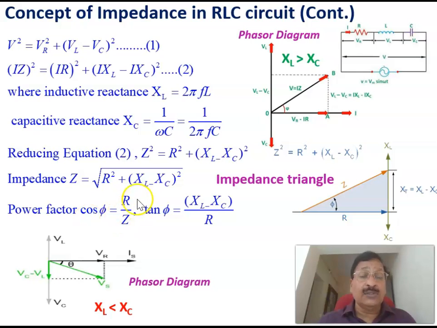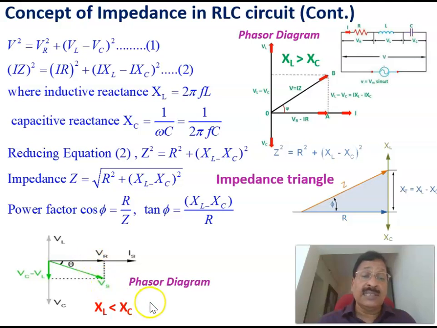And the power factor cos phi, looking at this angle, is given by R by Z. Therefore, this is another impedance triangle. This is the resistance, this is the difference in reactance, XL minus XC, and this is the impedance, and this angle we call the power factor angle, which can be written as cos phi equal to R by Z. Another way of representing it is tan phi equal to XL minus XC divided by R. By using both equations, you can find the power factor angle.